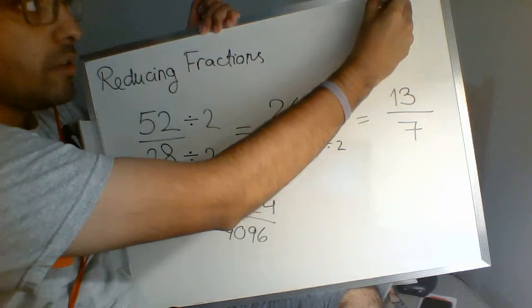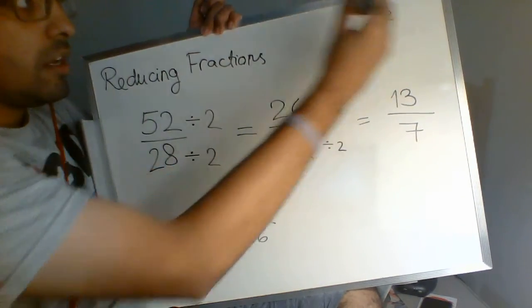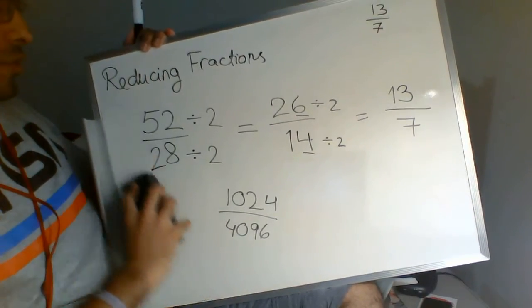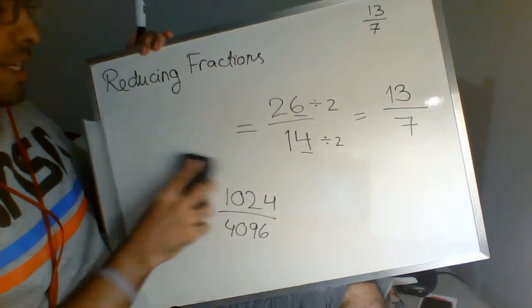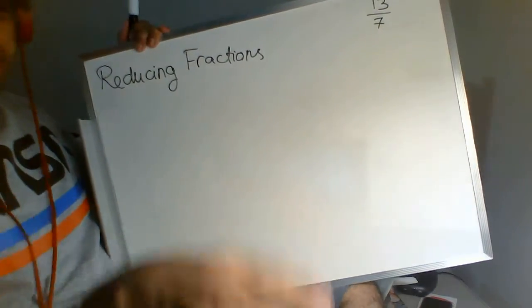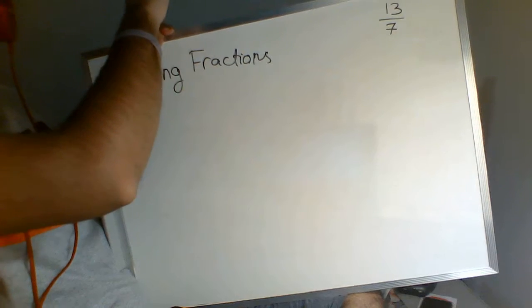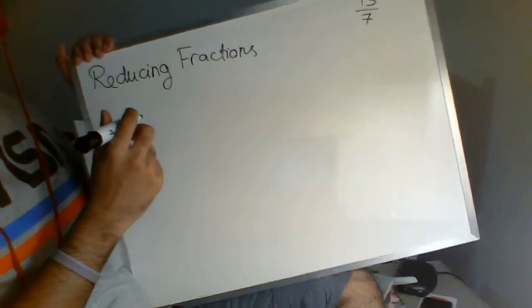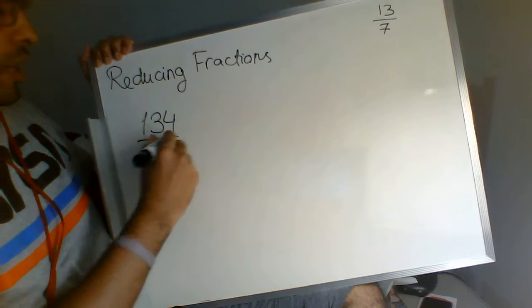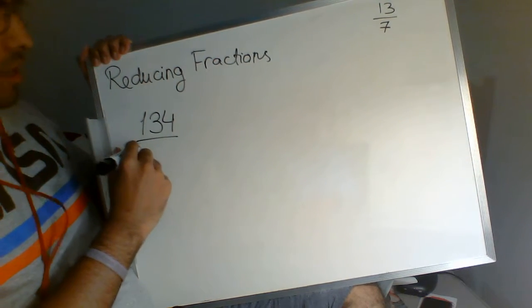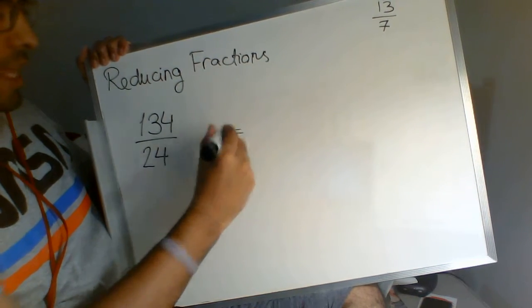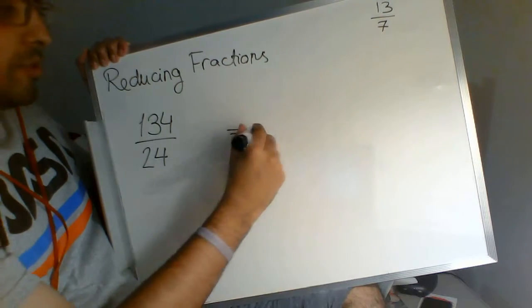I'm just going to throw it up here in the corner because we're going to revisit it in a few minutes' time. But before that, we're going to do one more reduction example, one more case of reducing fractions. And so for that one, we're going to start with an even larger number as the numerator. We'll start with 134, and we're going to divide that by 24. And we want to get that in its lowest possible terms.